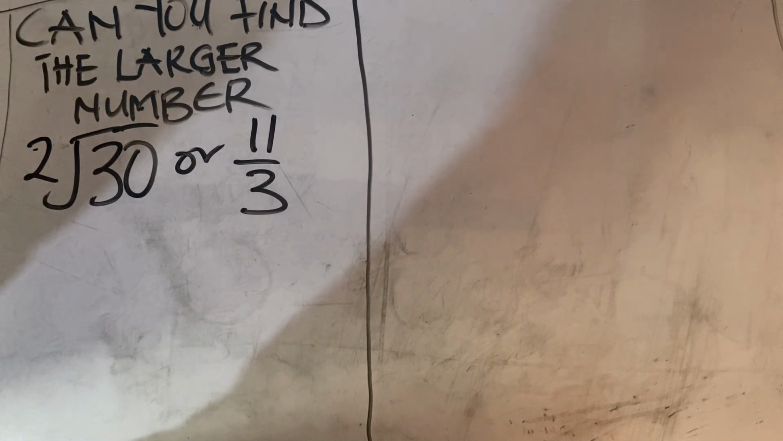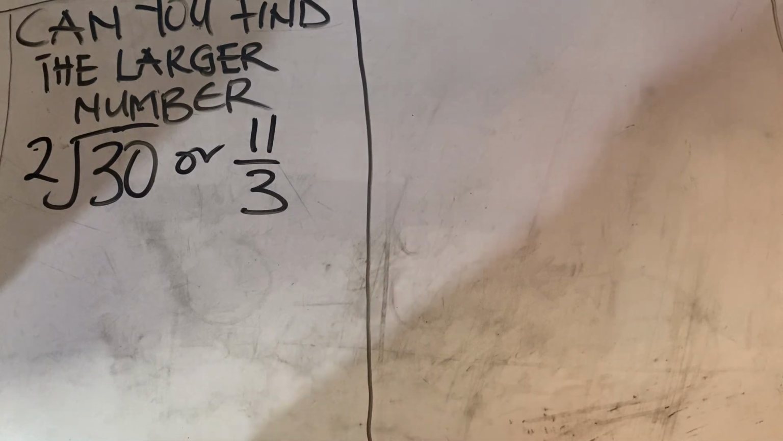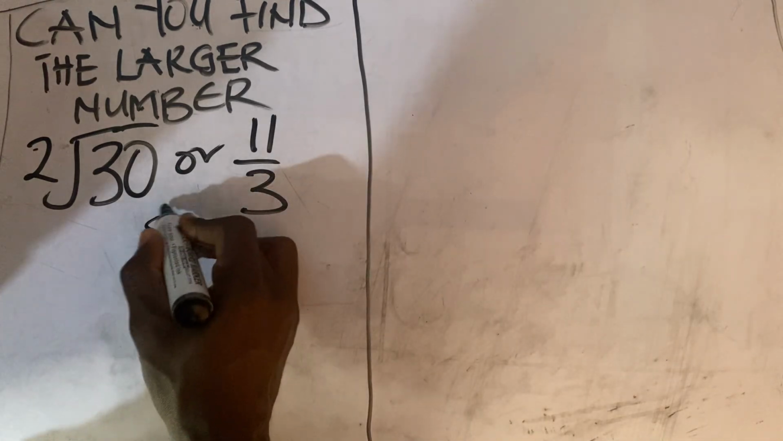Now we have another question on finding which number is a larger number. We have the square root of 30 or 11 over 3, and we have to find which one is the larger number. So we are going to go through the normal routine. Let's look at this quickly.